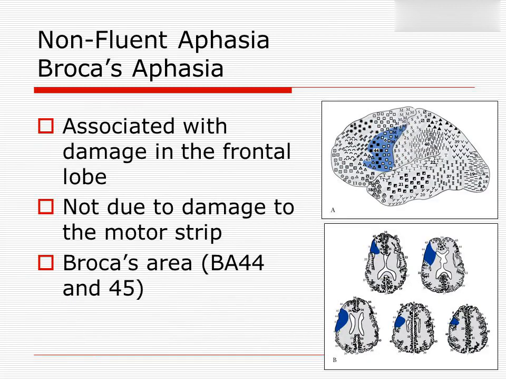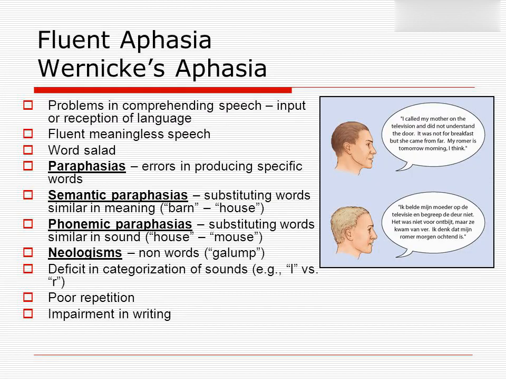Non-fluent aphasia, Broca's aphasia. Associated with damage in the frontal lobe. Not due to damage to the motor strip. Broca's area, BA 44 and 45. Fluent aphasia, Wernicke's aphasia. Problems in comprehending speech, the input or reception of language. Fluent meaningless speech, word salad.